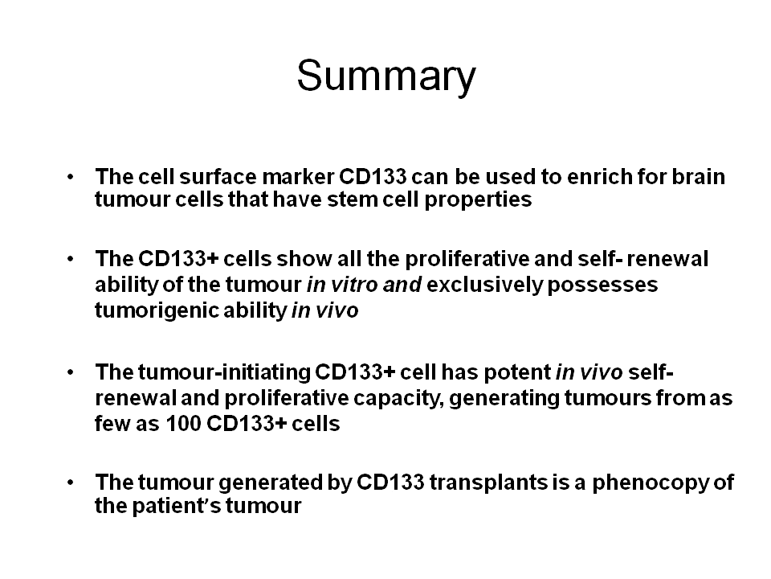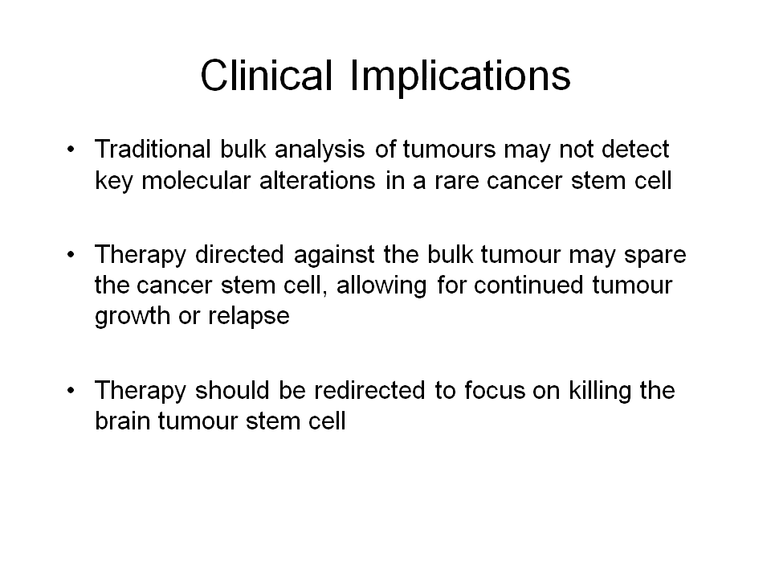So basically what I've shown here is that we were able to isolate stem cell populations from brain tumors using the cell surface marker CD133. The tumor-initiating CD133 positive cell has a very, very potent ability to form tumors in vivo, and can form tumors from as few as 100 cells. And those tumors generated only by the positive cells looked exactly like patient tumors.